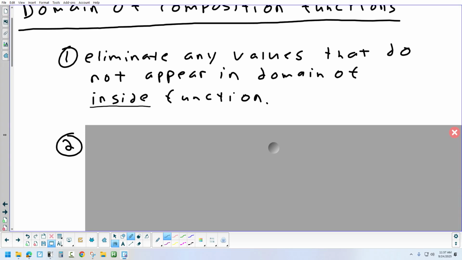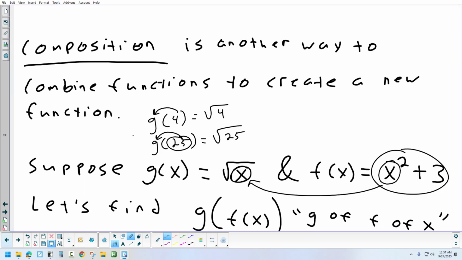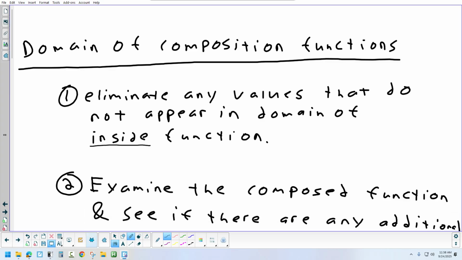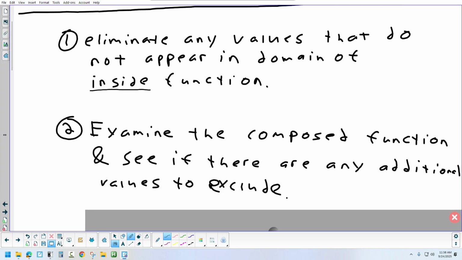Once you check your inside function, then you need to check the composed function. That's the final answer to the problem, like what we did right here. That's the composed function. And then look at that and ask yourself, is there anything I need to filter out of the composed function? So why would you have to filter out something from the composed function? Well, maybe when you wrote them, you created something that has a fraction now. You want to make sure you don't divide by 0. Maybe there's a square root in it. You can't take the square root of a negative.